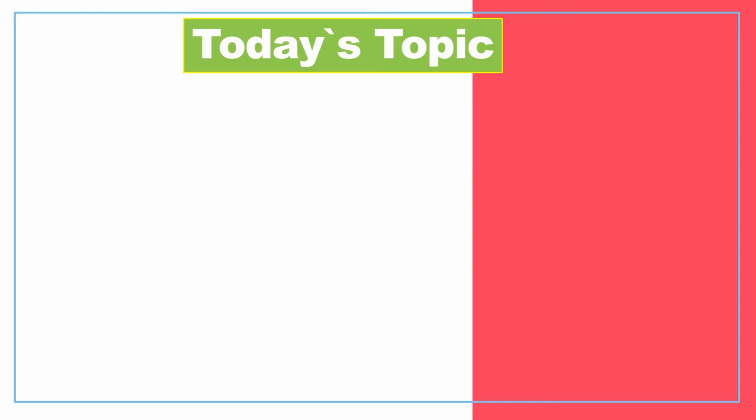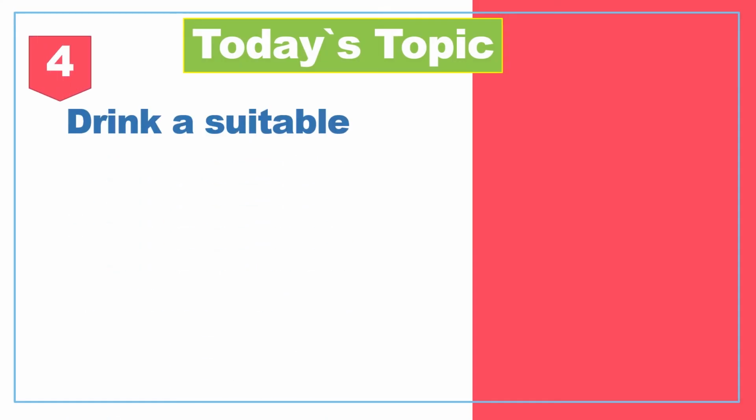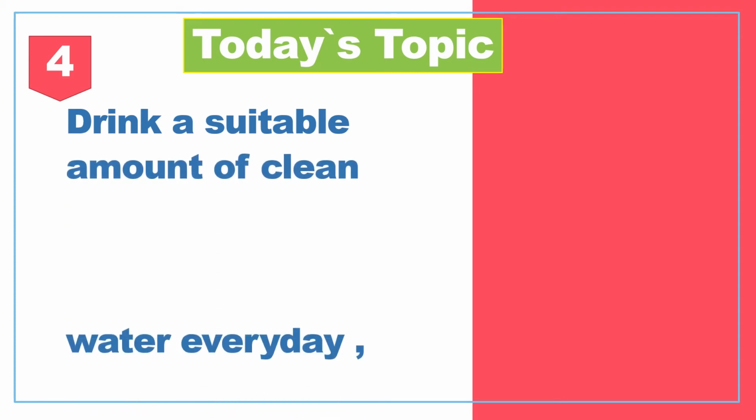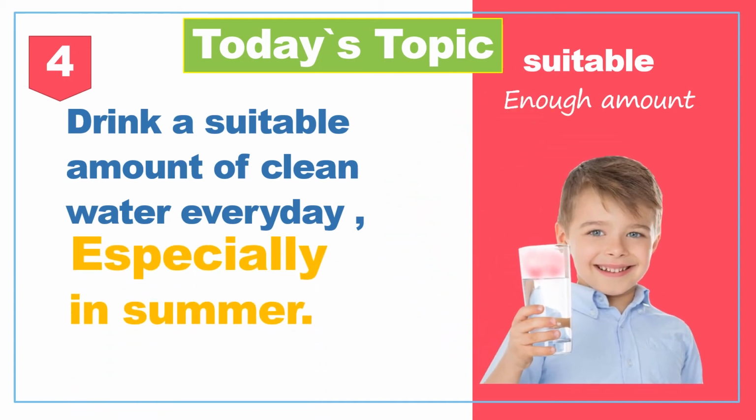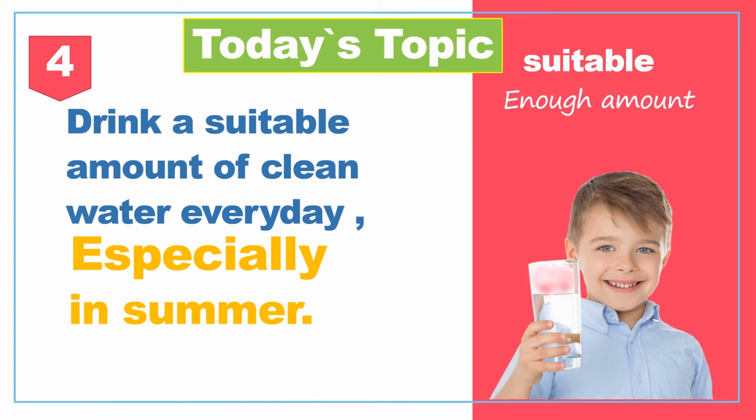Advice number 4: drink a suitable amount of clean water every day. So you may ask me, what's the meaning of suitable? It means an enough amount, not too much and not too little water, especially in summer. Why? In summer we sweat a lot and our bodies lose a lot of water every day.